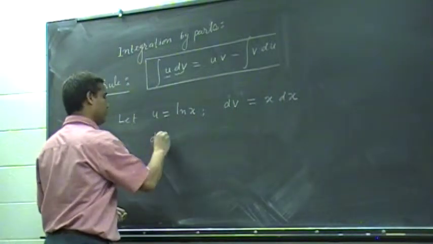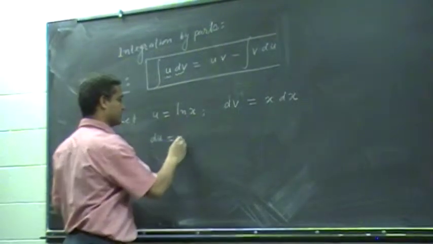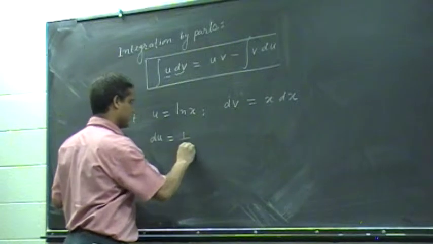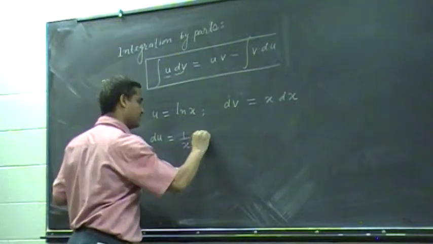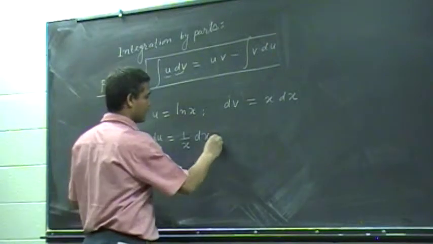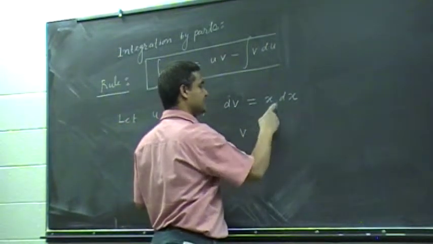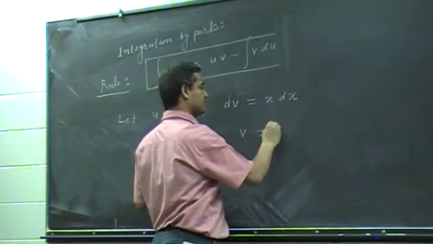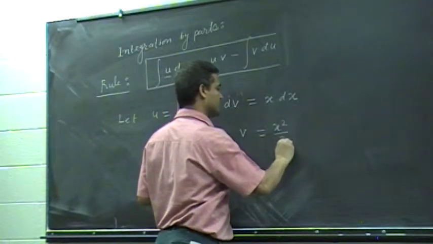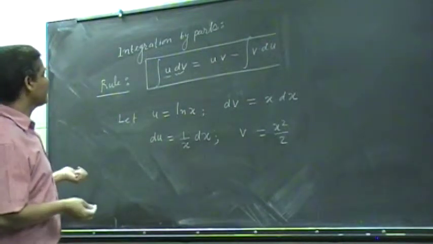Then du, we can find the derivative right away. The derivative of natural log of x is 1 over x, and dx switches this direction, 1 over x dx. So du is 1 over x dx. When dv is x dx, v is the integral of this, right? That is x squared over 2. Okay, we can find both of them.